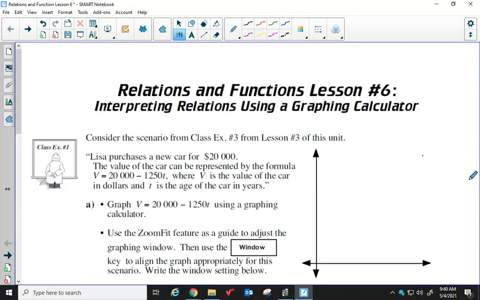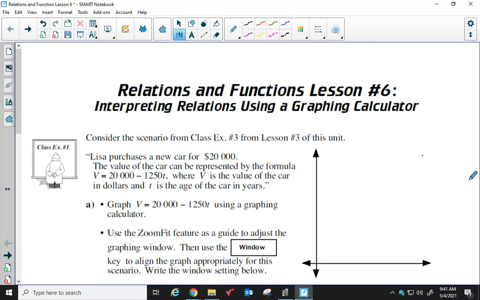We're going to start off by revisiting a problem that we dealt with back in lesson number 3. Specifically, it was example number 3, and that dealt with the problem where you had a car that's depreciating in value. So just to read that problem again, Lisa purchases a new car for $20,000. The value of the car can be represented by the formula V is equal to 20,000 minus 1250T, where V is the value of the car in dollars and T is the age of the car in years.